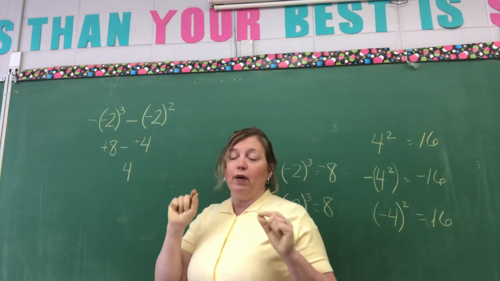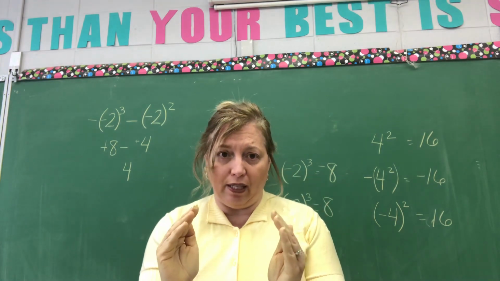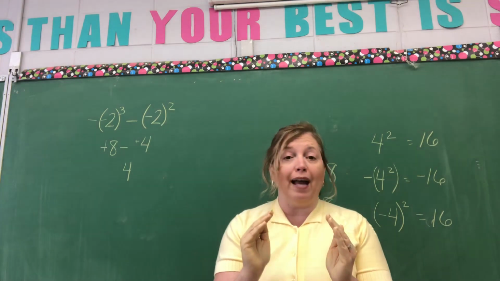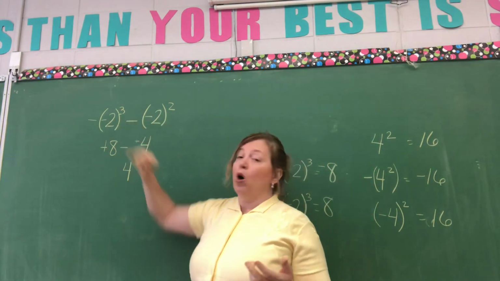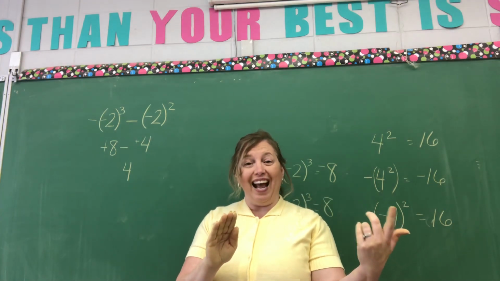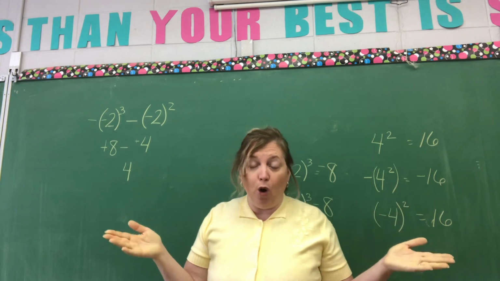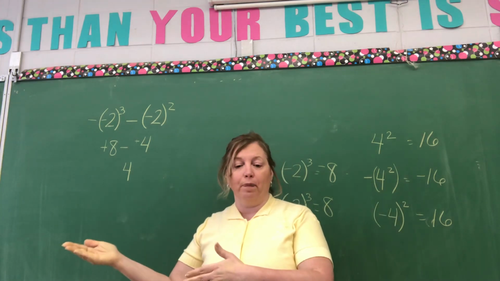Very simple, okay? So, if the negative sign is inside the parentheses, then you are multiplying a negative number however many times, whether it's a square or a cube. If that negative sign is on the outside of the parentheses, or if there are no parentheses, then you're saying, what's the opposite of that square?